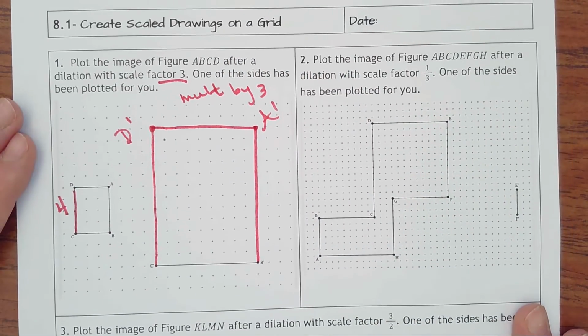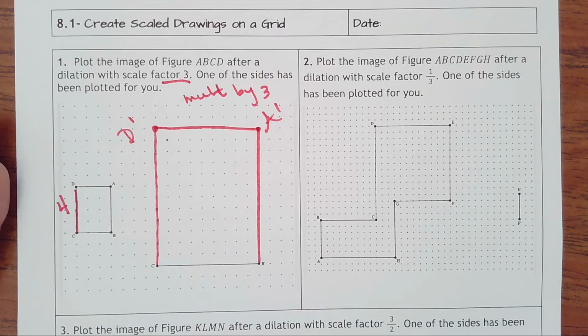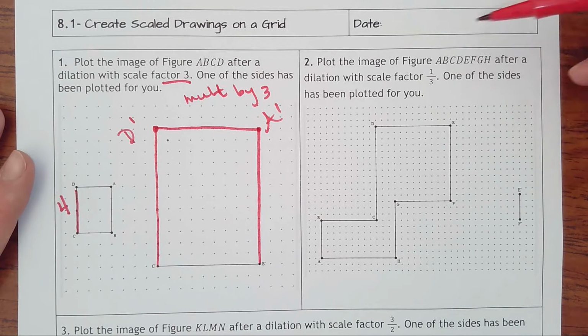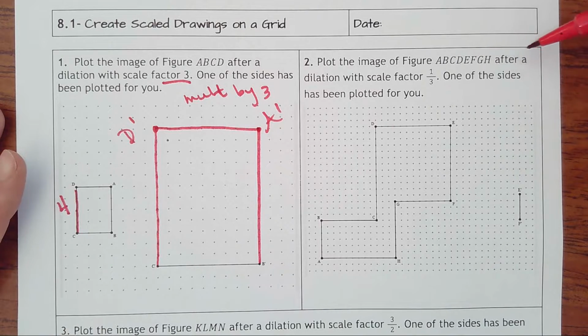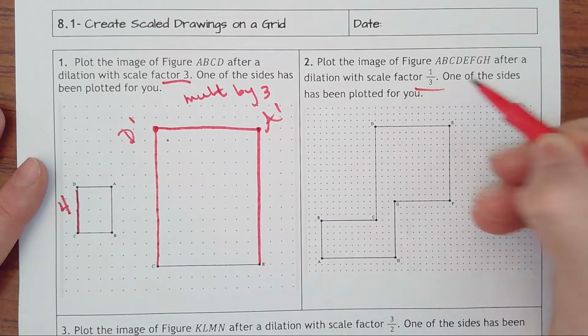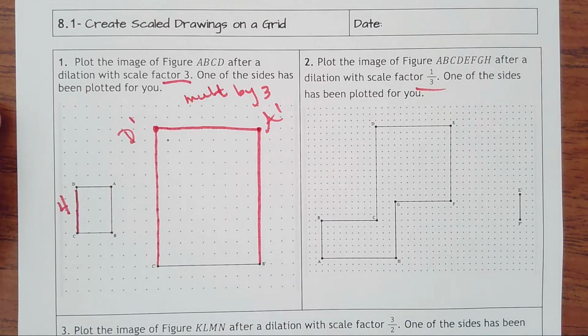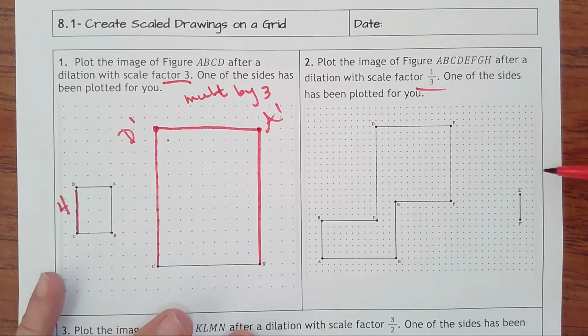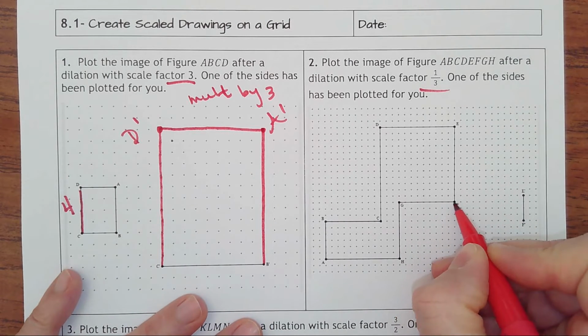Number 2 is more of a pain than anything because we have this very weird shape. It's called ABCDEFGH after a dilation with a scale factor of 1/3. So 1/3 is smaller than 1. That means that our shape is going to shrink by dividing each length by 3. And they've already done EF for us, so we won't worry about it, but let's go F to G.